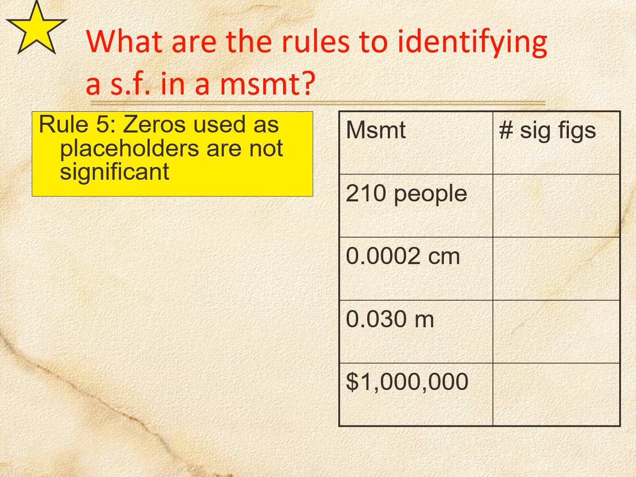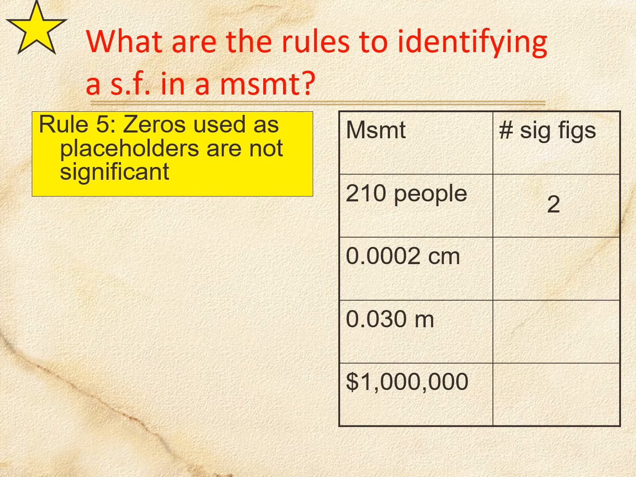Zeros used as placeholders are not significant. Rule number 5. So these are zeros after or before real numbers. If it's after a real number, then you have to reach a decimal. So for 210 people, your sig figs is only 2. That 0 is just a placeholder. Now, if we put a decimal there, it would change to 3.